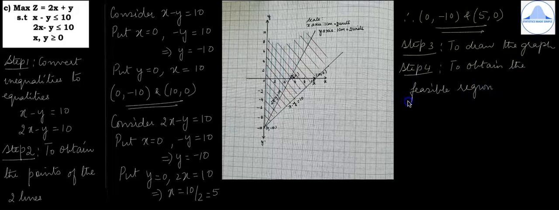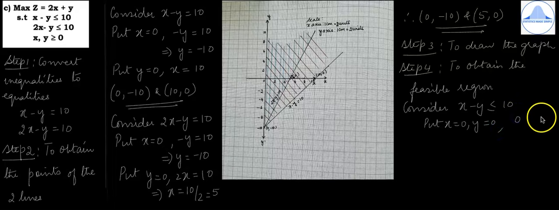So to obtain the feasible region, you should consider the inequalities. So consider x minus y less than or equal to 10. So put x equal to 0, y equal to 0. So you'll get 0 and then here you have 10. Check whether 0 is less than 10. It is less than 10. So you write true.